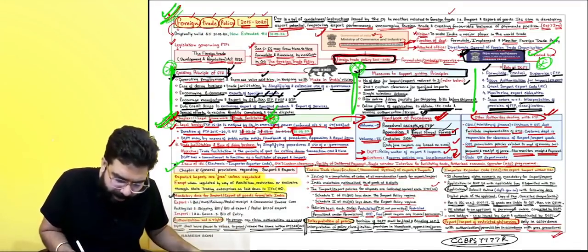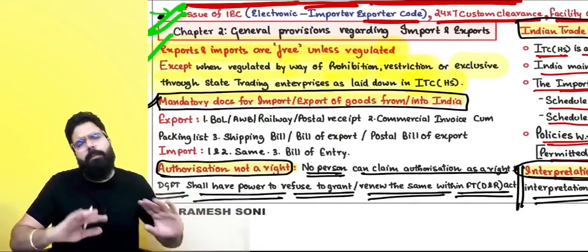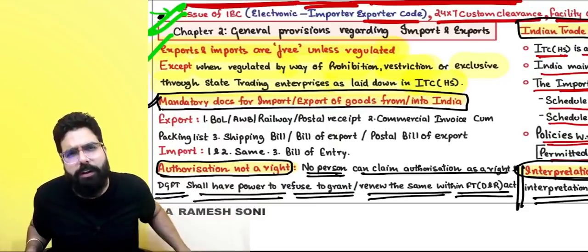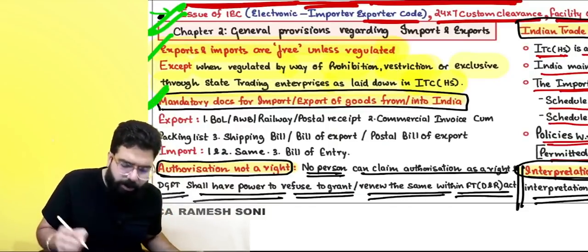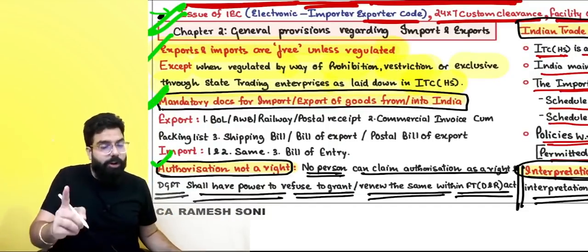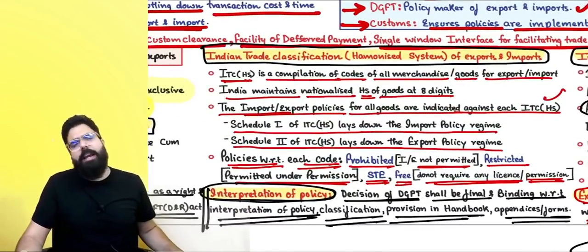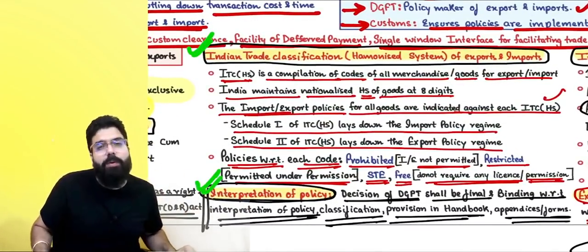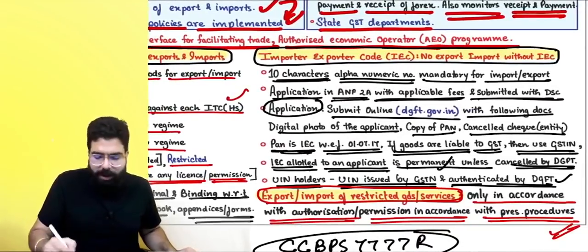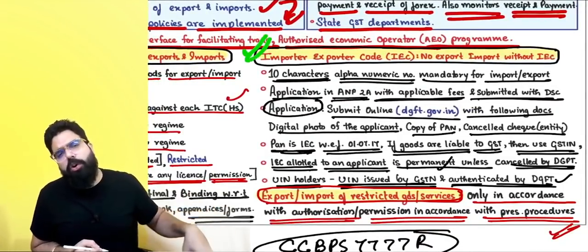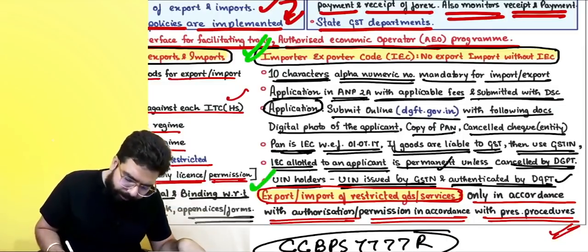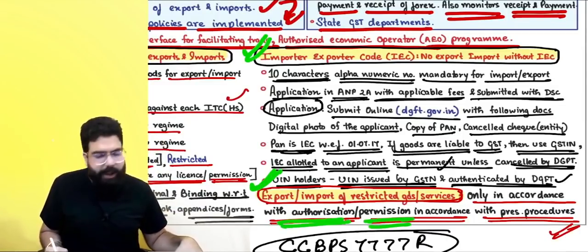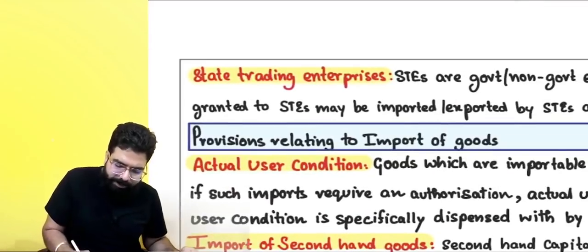Yes, sir. Then we learned chapter number 2. Always remember export and import are free unless they specifically tell it is restricted, prohibited, or only to be done through state trading enterprises. Mandatory documents, I have already told you. Authorization is not your right. It is not your right to ask them. If they give, okay, otherwise get lost. Sir, Indian trade classification, I showed you. Interpretation: always, whatever the DGFT says, that will be final. They can ask you a question, write a short note on import export code. Then, sir, export of restricted items, you will need an authorization or a permission. Sir, what do you mean by state trading enterprises?